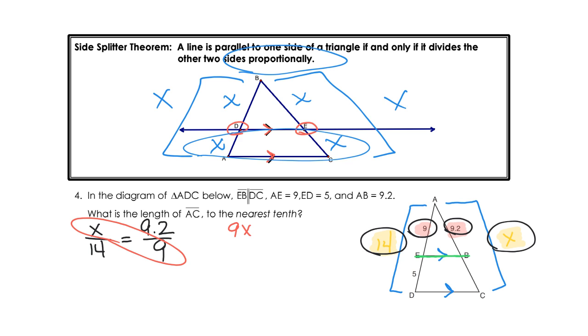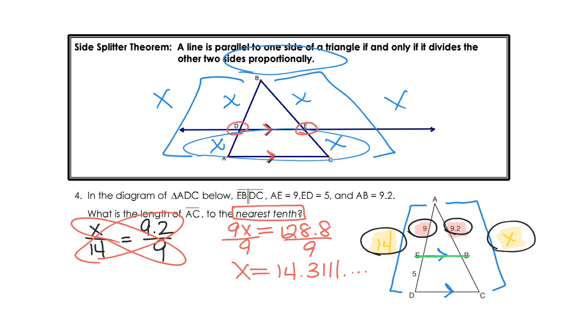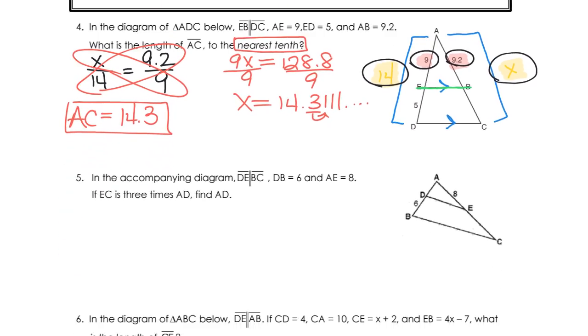This is when we get 9x equal to 14 times 9.2, which is 128.8. We'll go ahead and divide both sides by 9, and x comes out to equal 14.3111. All right, but they said to the nearest tenth, which is the first decimal. Look next door, and we'll go ahead and say that AC is equal to 14.3 to the nearest tenth. All right, let's go ahead and take a look at the next question.